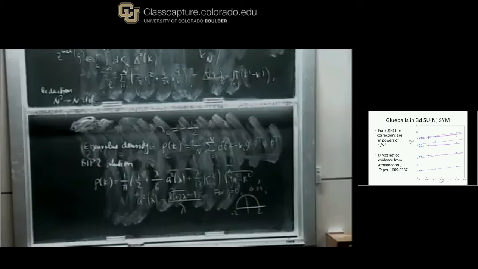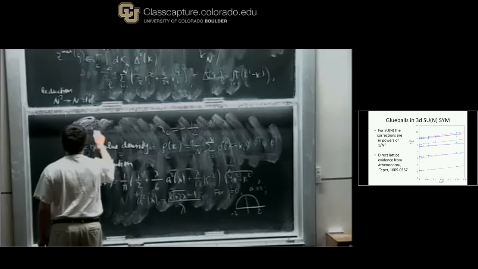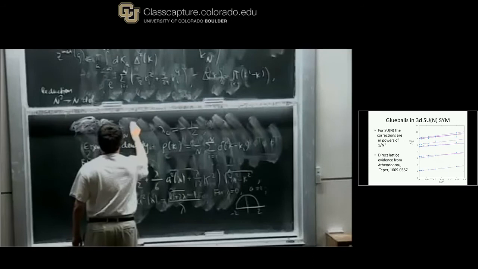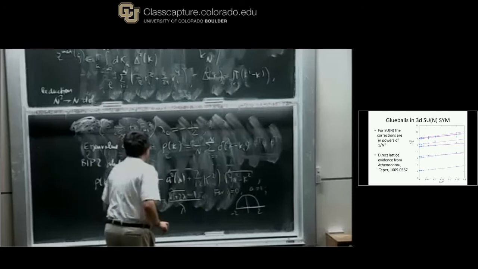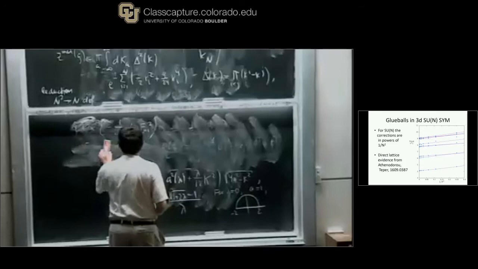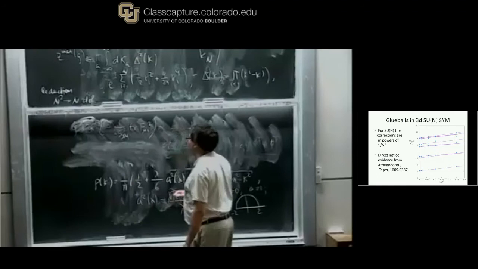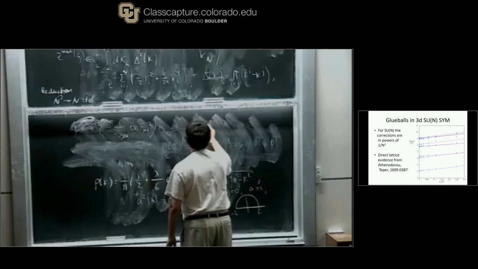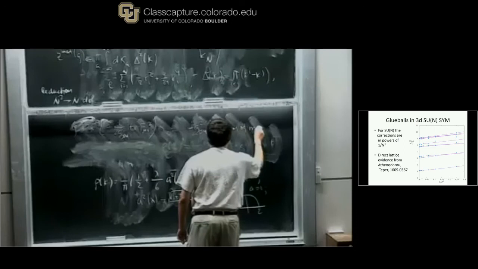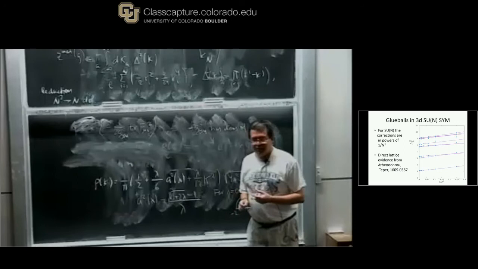So, for example, this plot describes the following theory. Integral d3x, minus 1 over 2 g Yang-Mills squared, trace F mu nu squared. Very elemental theory. And just to make life easier, it's three-dimensional. So actually, g Yang-Mills squared has dimensions of mass. But still, confinement is a non-trivial phenomenon in this theory.